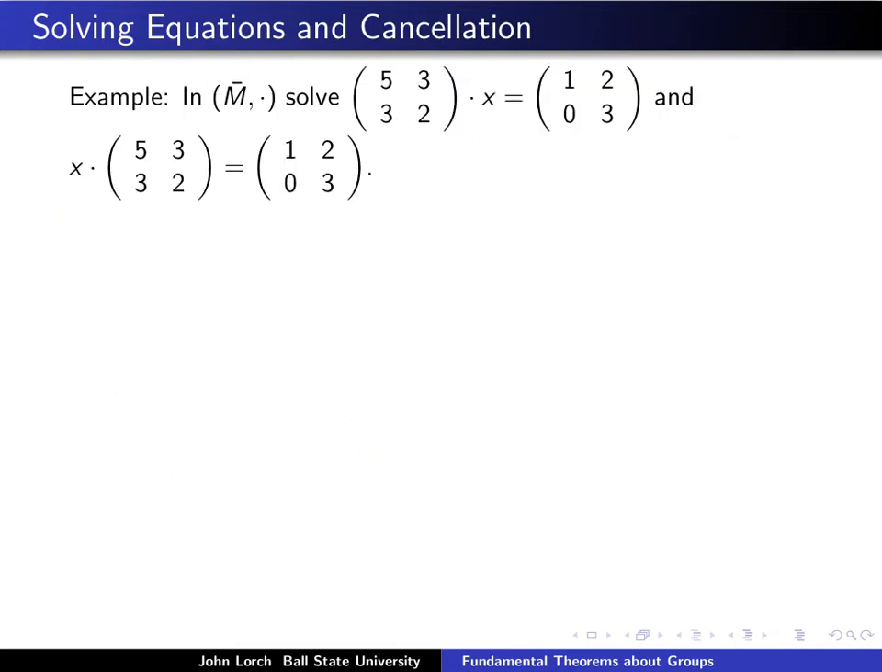Okay, here we have an example that illustrates the first part of the theorem on the previous slide about solving equations in groups. So here we're looking at a specific group. In this case, it's the collection of invertible 2x2 matrices with real entries, and the operation is matrix multiplication. And here we have actually two equations to solve.